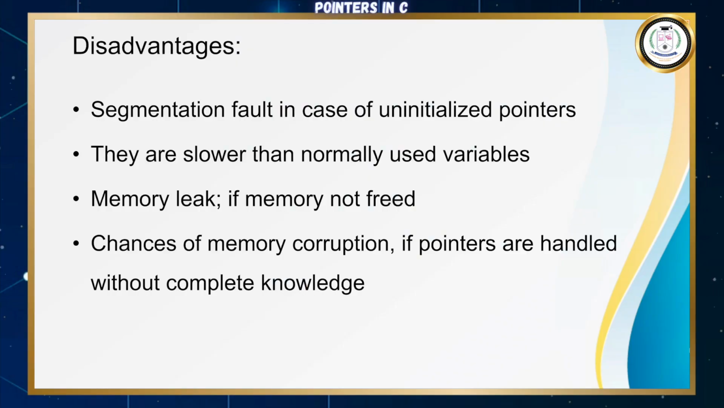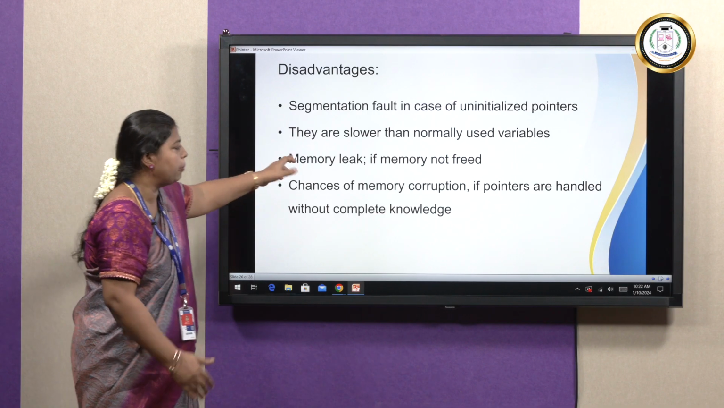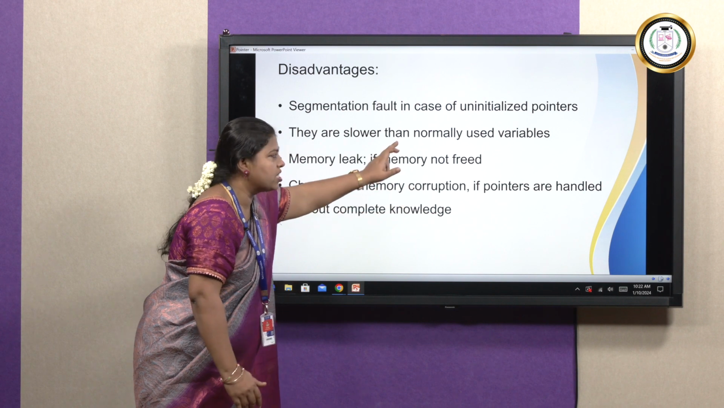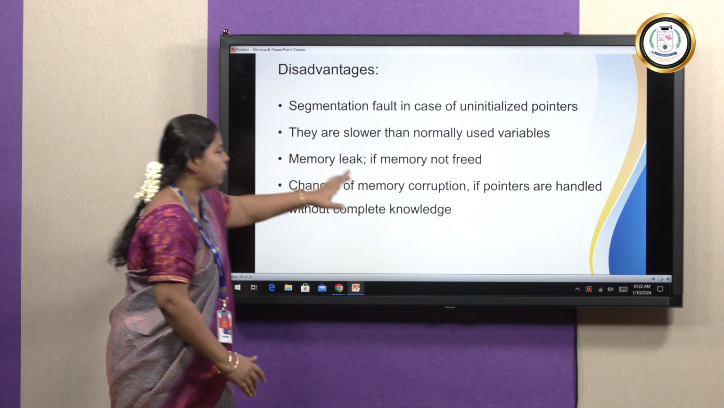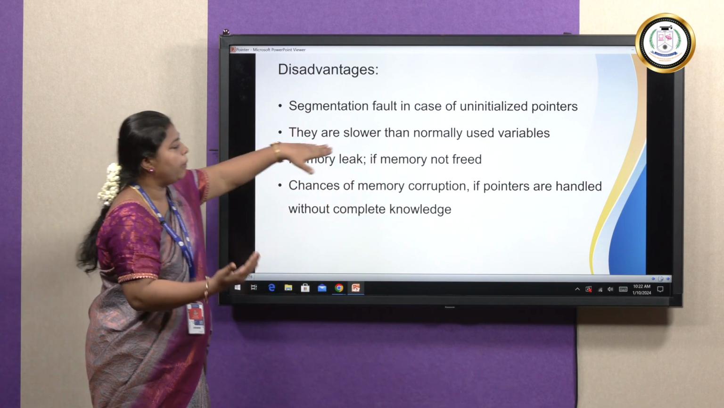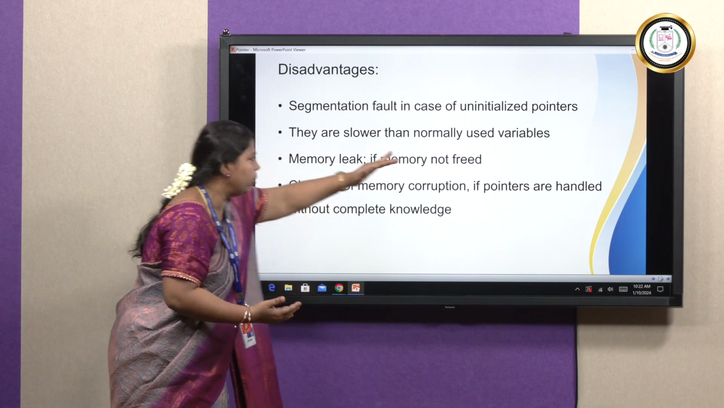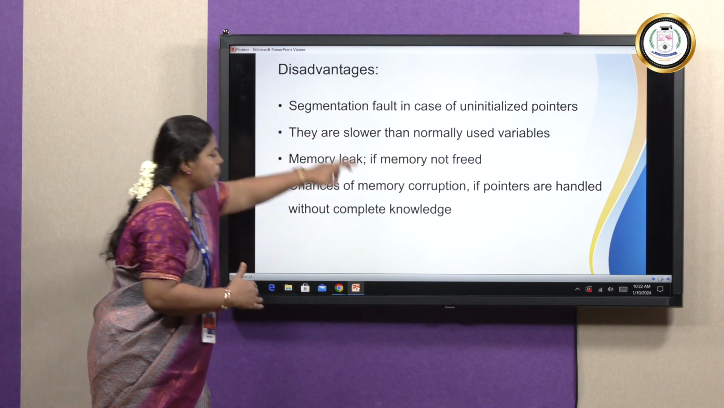And what is the disadvantage? When we use a wild pointer, sometimes we can leak memory. So we can face memory problems and segmentation problems. Also, when used compared with a normal variable, the performance is slower.